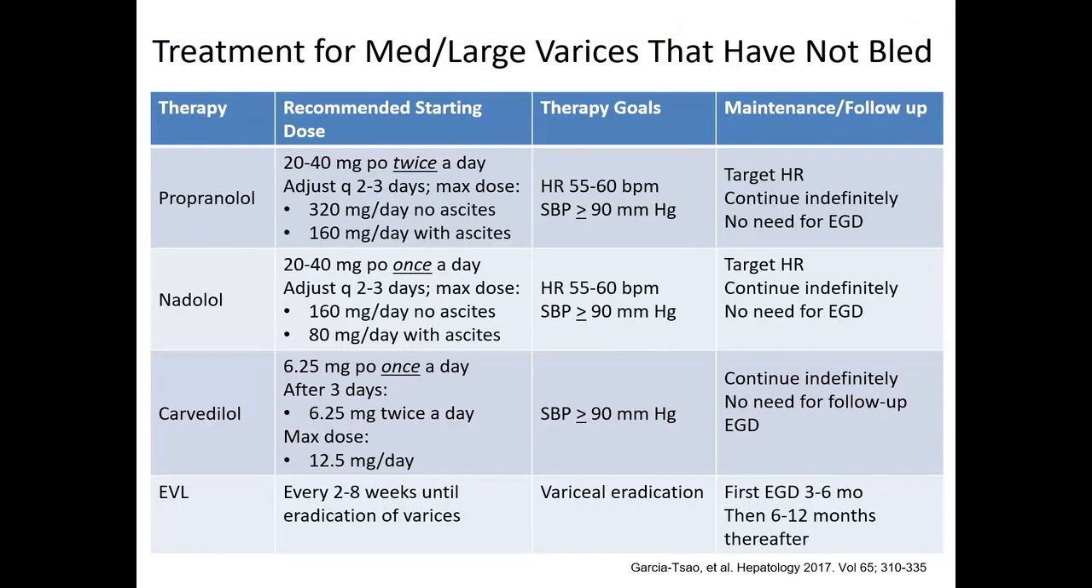With nadolol, the dose is the same, 20 to 40 milligrams. However, it is once a day dose. And the dose is adjusted every 2 to 3 days with a max dose of 160 milligrams per day if no ascites and 80 milligrams per day with ascites. Again, the therapy goals are unchanged with a heart rate no higher than 60 and a systolic blood pressure no lower than 90. And monitoring for target heart rate at future visits is important, as well as the reminder that no repeat EGD is needed.